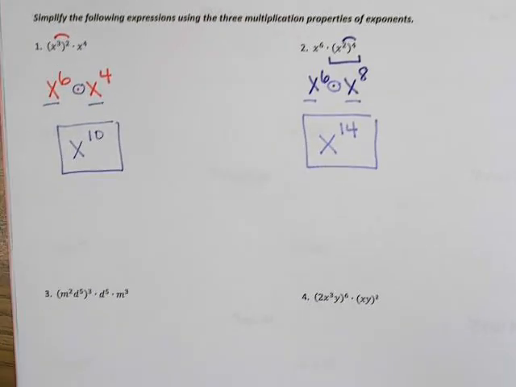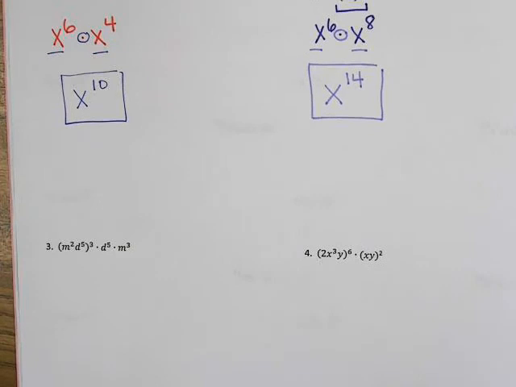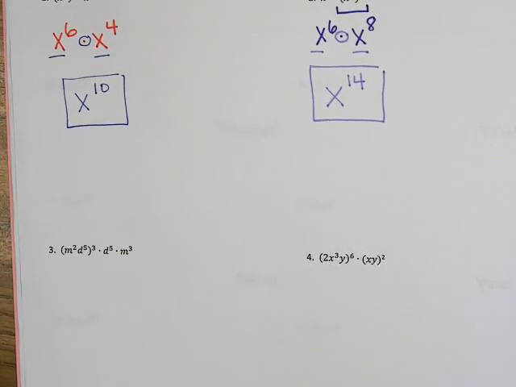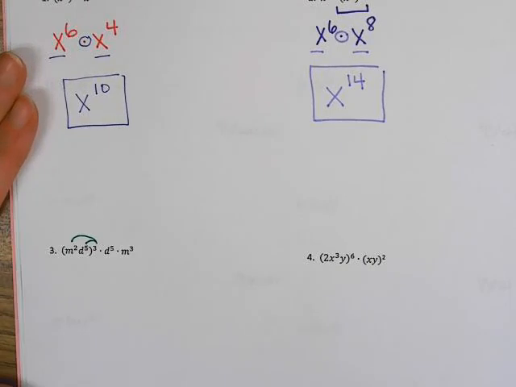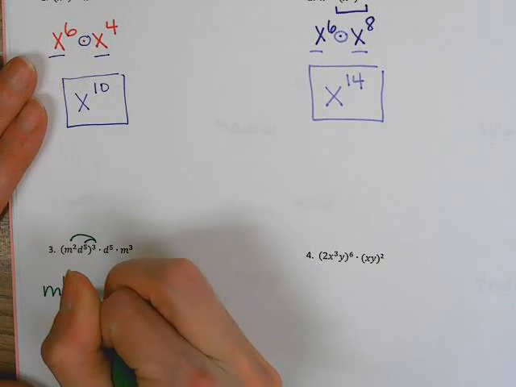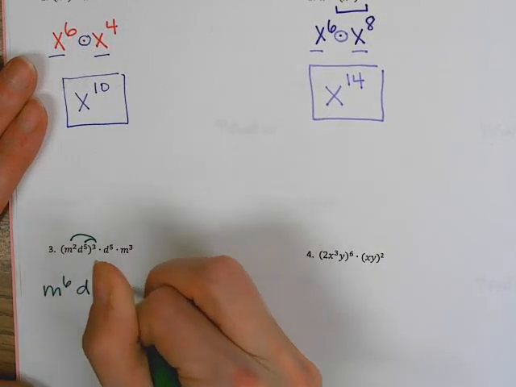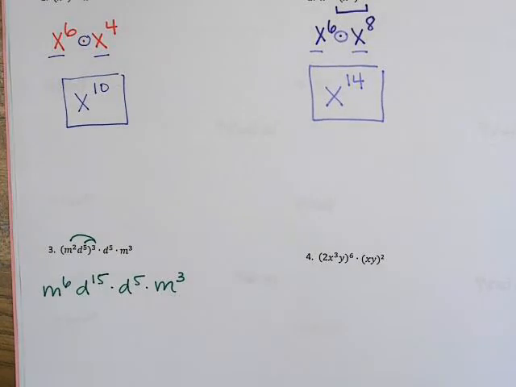All right, so those are the easy ones. Okay, let's make it a little bit harder. Number 3. So same thing, parentheses first. So we're going to distribute, and with that you multiply. So it's going to be M6 D15, and then one step at a time, I'm just going to copy the rest of the problem.